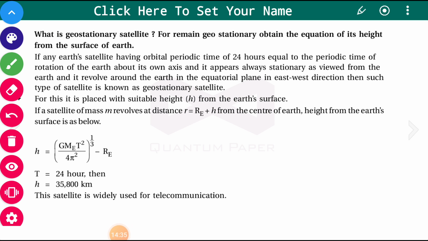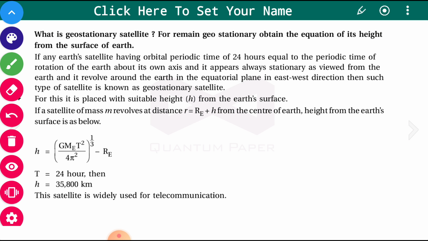Now we talk about the geostationary satellite. To remain in a geostationary orbit, obtain the equation of its height from the surface of the Earth. So we want to find out at what height the satellite should be kept so that it becomes a geostationary satellite.